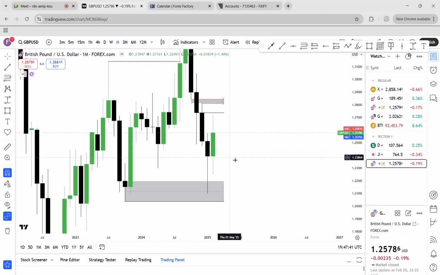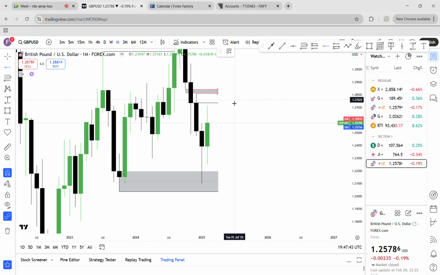So we also know the high and the low are also key areas because they are areas of liquidity. We just have to keep that in mind.